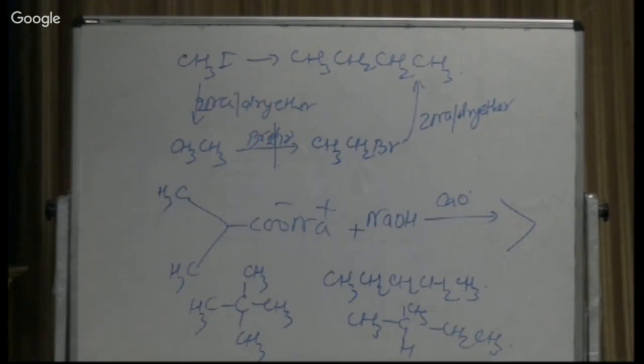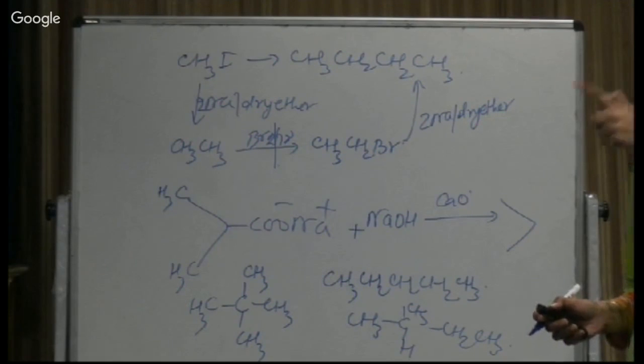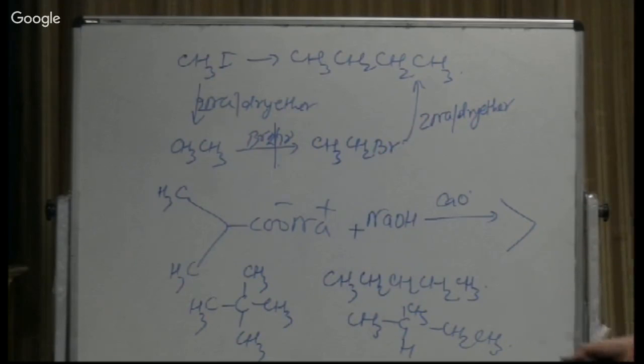Which one amongst the 3 will have the highest melting point? Remember, the symmetrical molecules fit better in the crystal lattice, so they have higher melting points. Neopentane is a symmetrical molecule, so it will have the highest melting point amongst the 3 isomers, followed by n-pentane and then the isopentane. Okay, so that will be the order of melting point of the 3 isomeric pentanes.